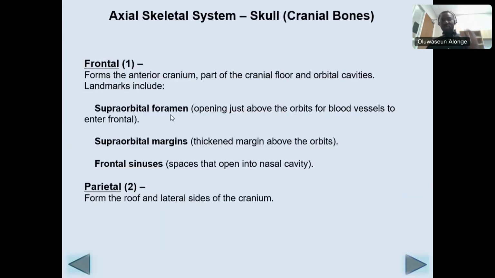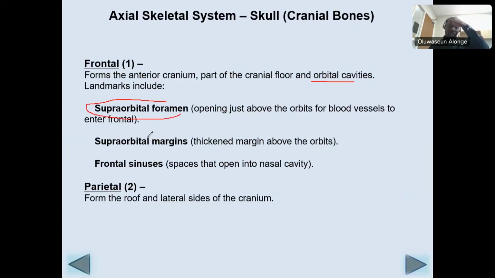So here's the frontal bone, like I told you. On the frontal bone, I'll touch some of these, then I'll just skip some of them since I've discussed them. The frontal bone forms the anterior portion of your cranium, and also part of the cranial floor and the orbital cavities. The major thing you see there at the anterior side is the supraorbital foramen. You remember I showed you that opening the other time. The opening allows blood vessels to enter the frontal bone, the frontal area.